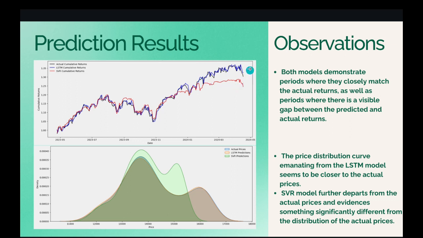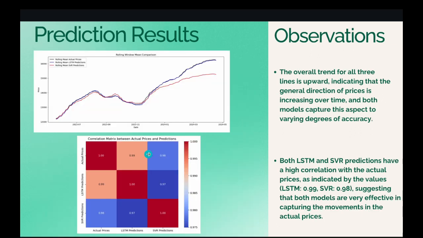Coming to our predictions, in both models we can see times where they very closely mirror the actual returns, but there are also times where there's a noticeable difference between what's predicted and what actually happens. Coming to the second figure, the price distribution curve from the LSTM model looks closer to the actual prices, while the SVR model diverges further, showing something quite different from the actual price distribution. All three lines show an upward trend in the third model and suggest that prices are generally increasing over time. Both models capture this trend to different extents with varying degrees of accuracy.